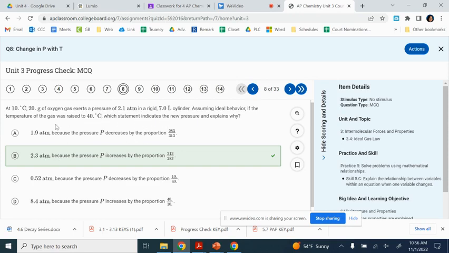So we're going to take... Now, this was back in the day when we didn't have calculators on the multiple choice. So you guys are kind of lucky that way.